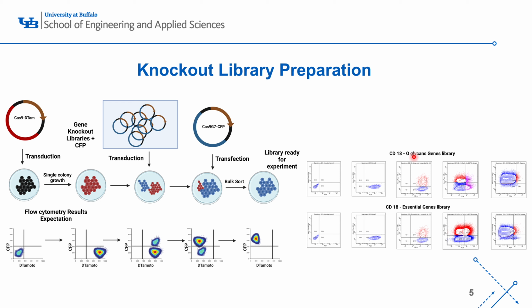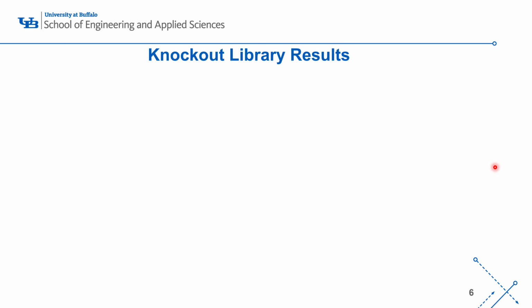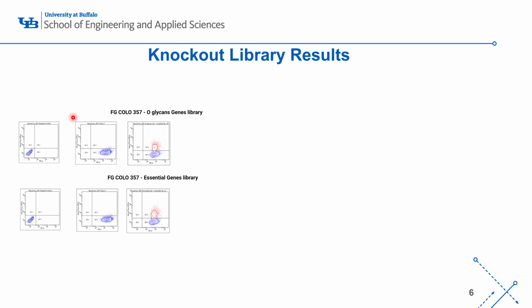And this is the CD18 library generation result prepared based on this protocol. First we transduce Cas9, thereafter we transduce the CD18 libraries, and then we knock down Cas9 using Cas9G7. Now after bulk sorting we will have the CD18 libraries. Apart from CD18 we have the FG colo also. In this case we are not able to knock down Cas9, so we will have libraries that have both Cas9 and the knockout genes.